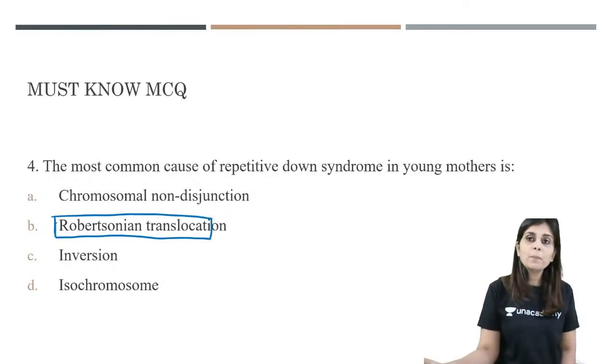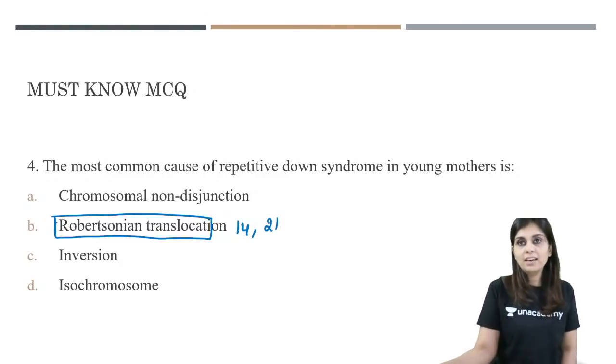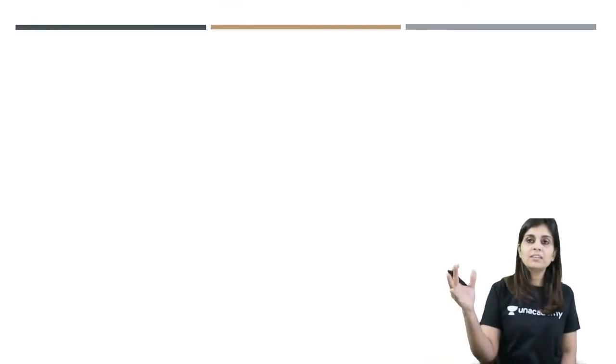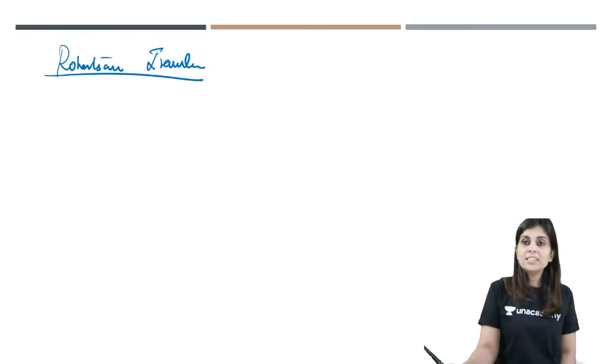repetitive Down syndrome in young mothers is Robertsonian translocation involving chromosome 14 and 21. Now we know what translocation is. It is between non-sister chromatids of non-homologous chromosomes. And what is Robertsonian translocation? Robertsonian translocation is given a special name when there is breakage and exchange of genetic material between acrocentric chromosomes.